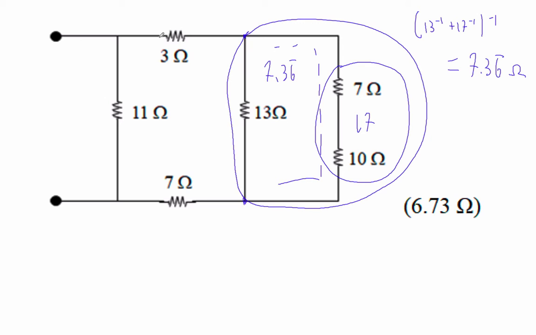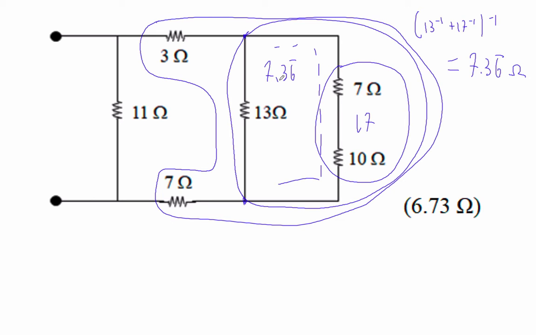Okay, so now if you think of everything in that circle as one resistor, we now have a 7.36 bar and a 7. Those are series, because the current's going to go through this one, then through that one, then through this one, right? So that's going to be 3 plus 7.36 bar, that resistor, plus 7. And that's going to be 17.36 bar. I guess I didn't need my calculator for that, did I?